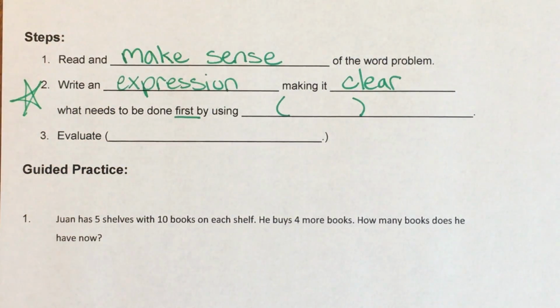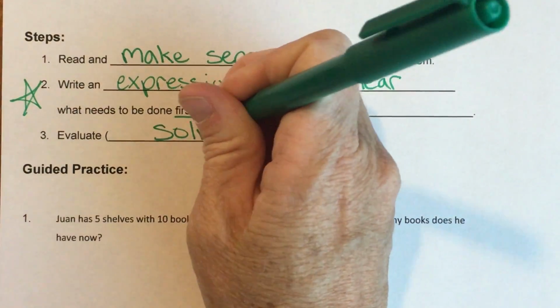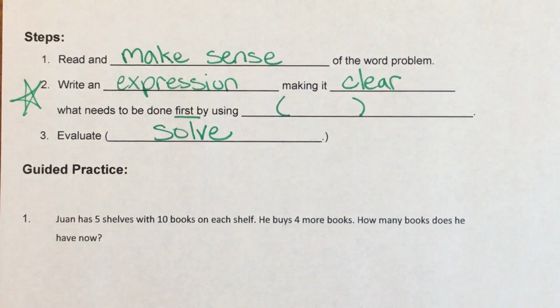Now, some of you might think you could attack these word problems without step 2. The problem is on the test, you're going to be required to actually match expressions and to write expressions. So this is what we need to challenge ourselves to do in this lesson, is to write the expression. And then we're just going to evaluate it, which is a fancy word for solve. So again, we're going to first read the word problem, make sense of it, write the expression, making it clear what we're going to do first with parentheses, and then solve.